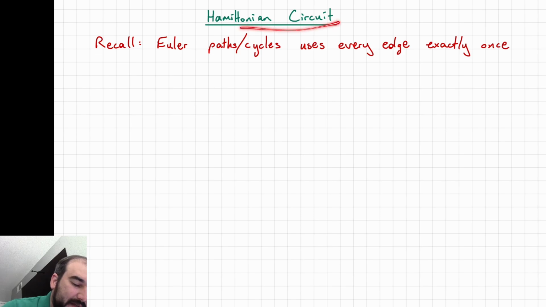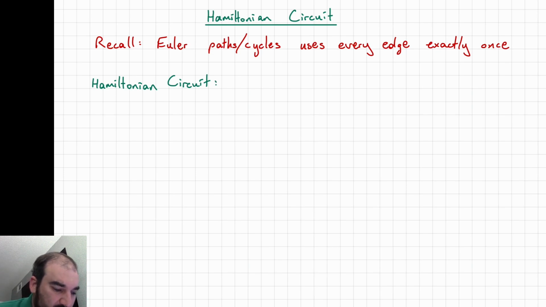Next thing we're going to look at is this thing called a Hamiltonian circuit. So let's go ahead and define that. So today's focus is on Hamiltonian circuits, which the word circuit essentially acts kind of like the word cycle did, where a Hamiltonian circuit, because it's called a circuit, will start and end at the same vertex.